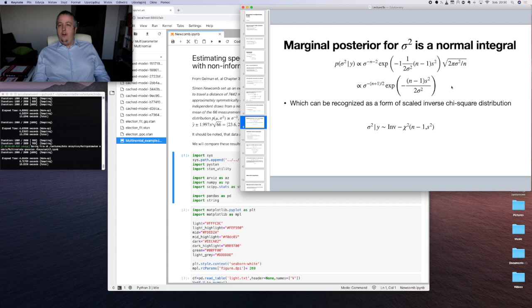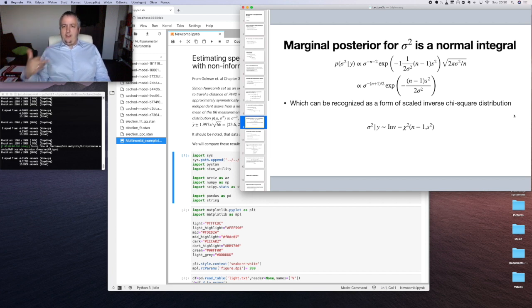Because of that, we can get the equation directly, which is a scaled form of the so-called inverse chi-squared distribution. This is useful because the inverse chi-squared distribution is usually implemented in multiple numerical libraries, and because of that it can be easily sampled from or analyzed by numerical computation without any problems.